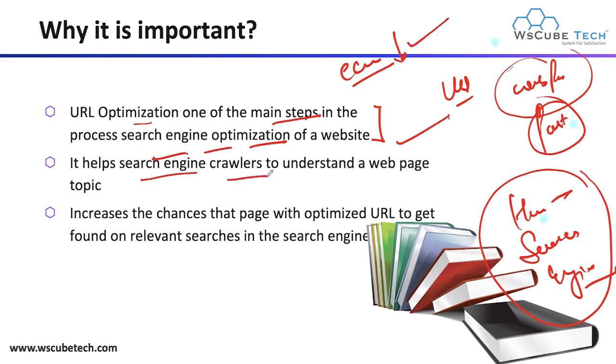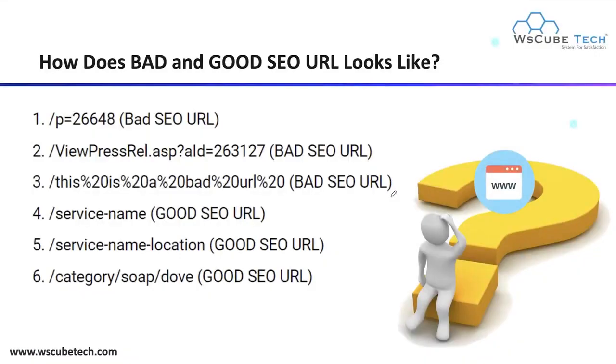It helps the search engine crawler to understand your web page topic and increases the chances that a page with an optimized URL gets found on the relevant searches in the search engine. So that's why we can say that URL optimization is important. Now the question is, what does a bad and a good SEO URL look like? There are many types of URLs available on the web, but the ones that are clearly defined are always promoted by the search engine crawler because they are easy to read and understand.